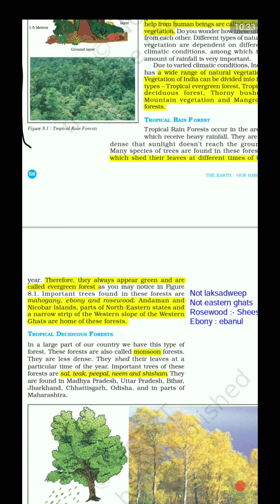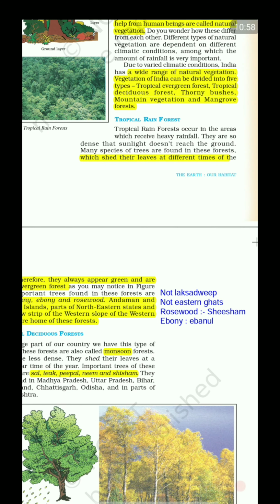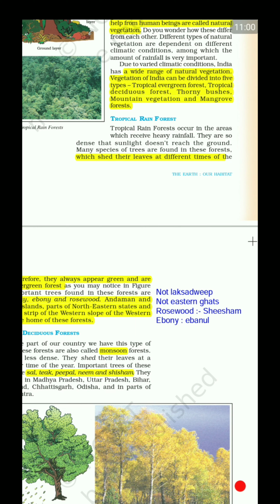Very importantly, Andaman and Nicobar has evergreen forests, but not Lakshadweep, right? Parts of northeastern states of India, and the narrow strip of the western slope of the Western Ghats are home of the forest, not the eastern slope of the Western Ghats, right? Very importantly, Eastern Ghats, even though they also receive rainfall, are not evergreen forests, tropical rainforests. Very important.